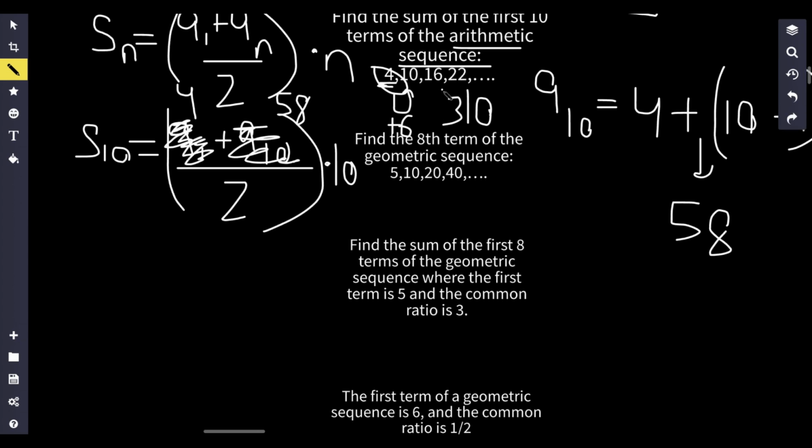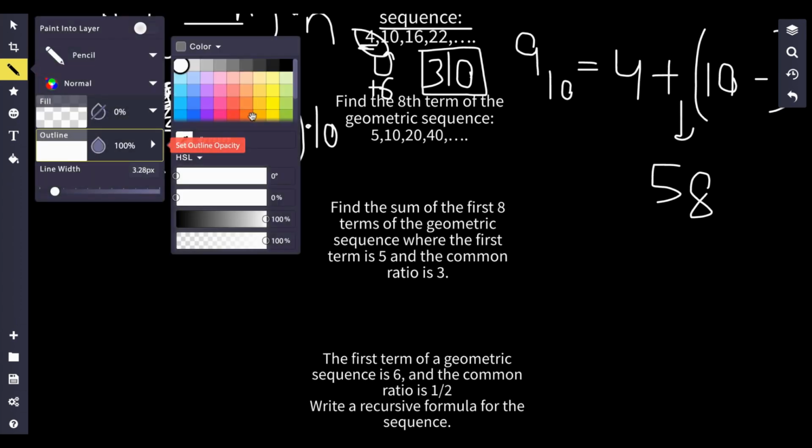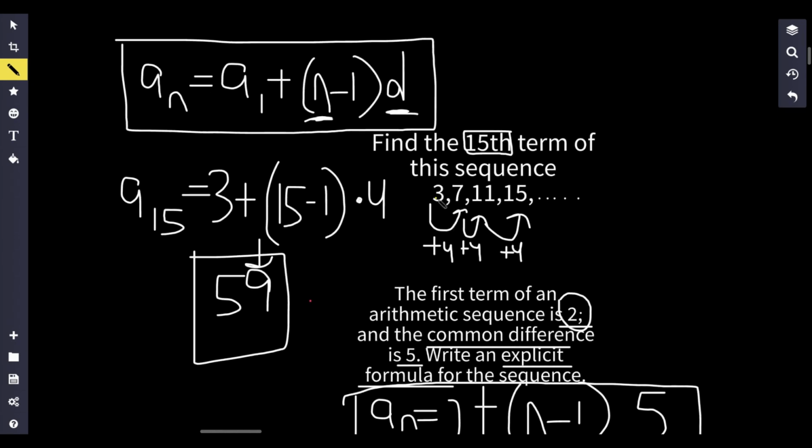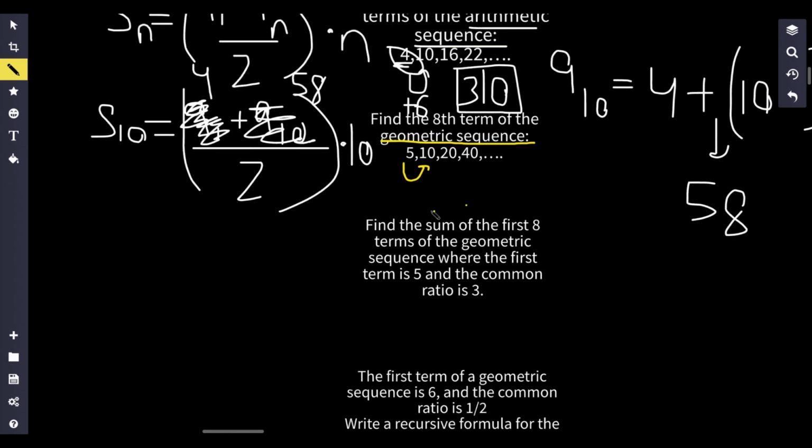Find the 8th term of a geometric sequence. Notice, instead of arithmetic sequences, we have a geometric sequence. A geometric sequence is a sequence of numbers where, instead of adding a common difference as in an arithmetic sequence, you're constantly multiplying. In this case, we're constantly multiplying by 2 to get to the next term.